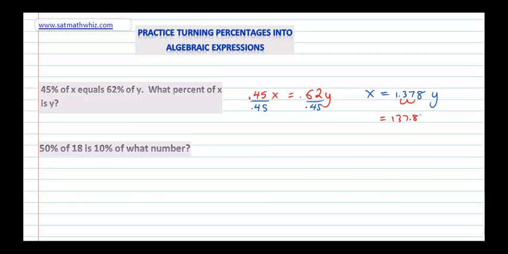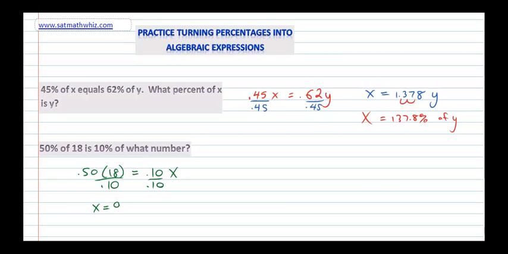50% of 18 is 10% of what number? 50% of 18 is 10% of some number x. Go ahead and get x by itself by dividing by 0.10 on both sides, and x comes out to 90.